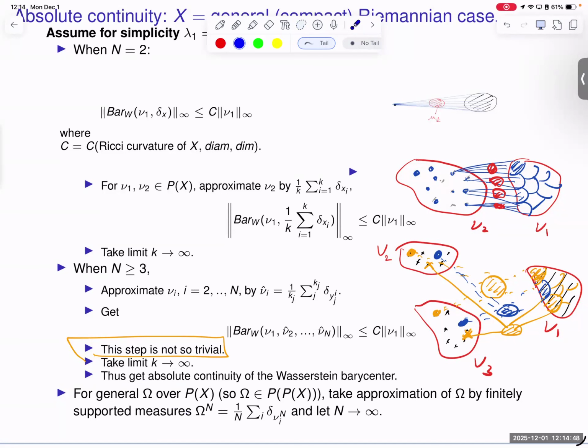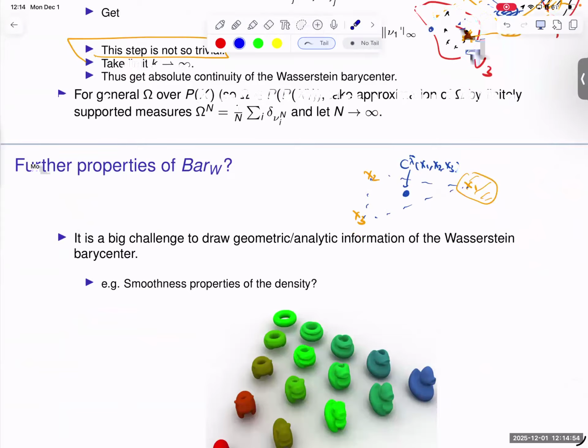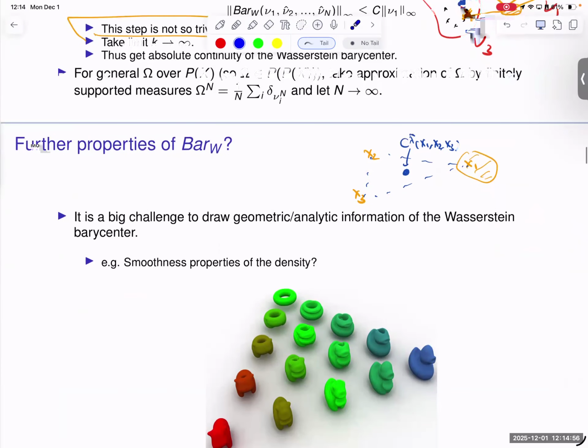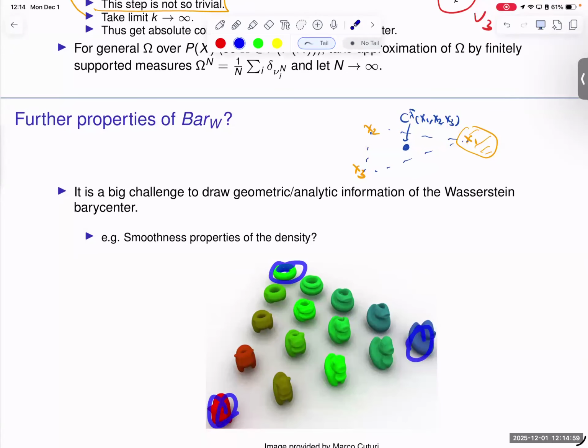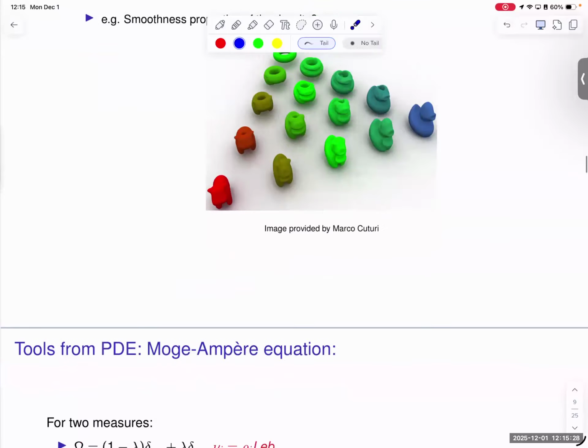So that is the regularity question. If your marginals are very nice, would the Wasserstein barycenter also be nice? And nice in the sense of, for example, smooth. If these are smooth distributions, would the barycenter be smooth as well? So the regularity question is something you may often want to ask. Okay, let's consider that.